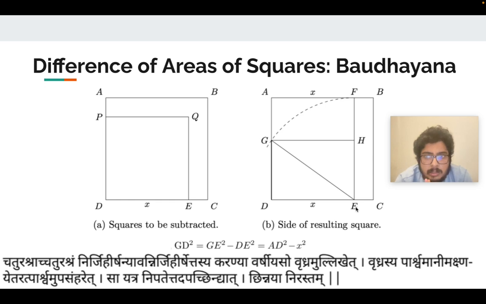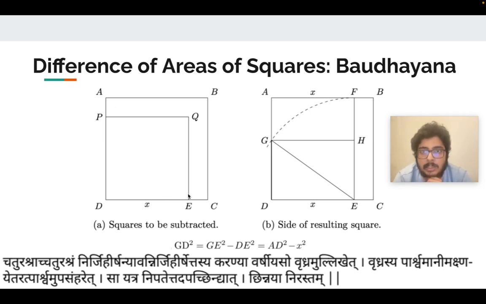Now, obviously, analogous to if you want to sum the area of squares, you would also want to create the difference of areas of two squares, right? So if you have a square, let us say ABCD, and you have a square PQDE, you would want to construct a square whose area is the difference of these two squares. So you have to construct a square whose area is equal to area of ABCD minus PQDE. How do you do it?